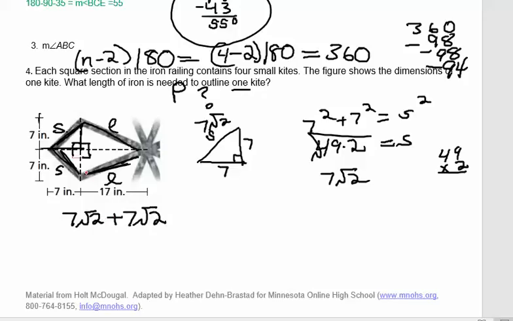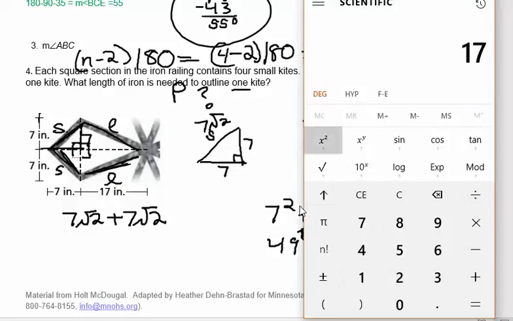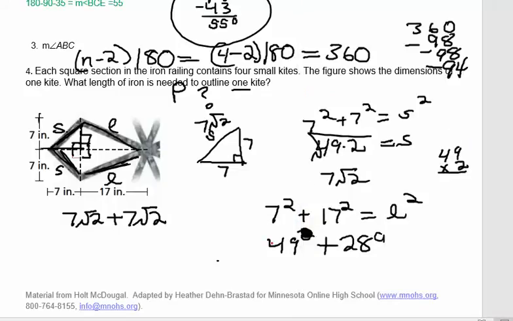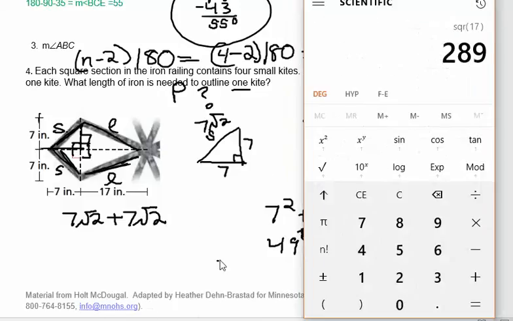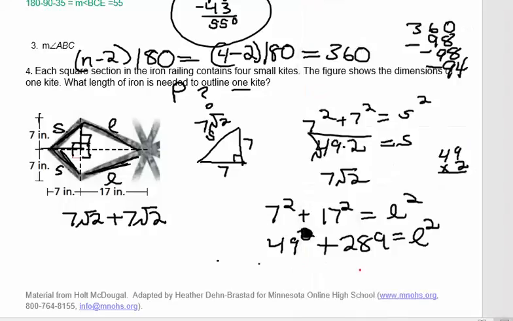Then we have to find the long side. Now I don't know a special right triangle for this, so I have to go 7 squared plus 17 squared will equal L squared. And, oh, not squared, just 49 plus, I don't know what 17 squared is. I should know this, but I don't off the top of my head. 289. And then we will go ahead and add those together. Now, you may want to just find the decimal approximation of this, 338, which would be 18.38 once we take the square root of that.